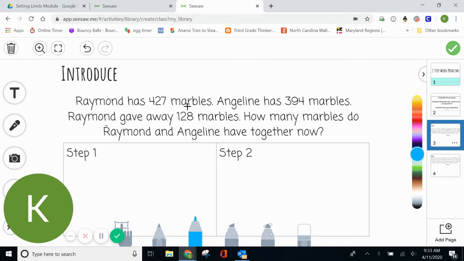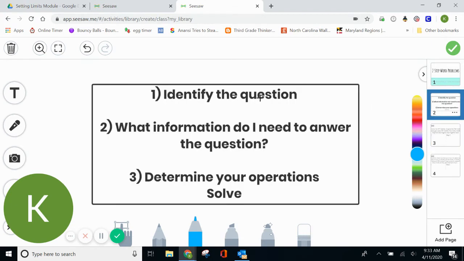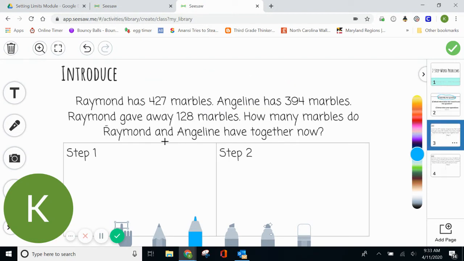Raymond has 427 marbles. Angeline has 394 marbles. Raymond gave away 128 marbles. How many marbles do Raymond and Angeline have together now? I'm going to go back. The first thing I need to do is identify the question. That's easy enough. How many marbles do Raymond and Angeline have together now is the question I'm trying to answer.